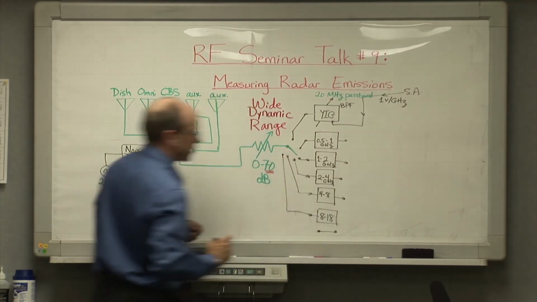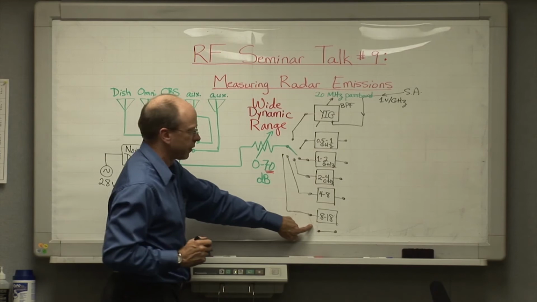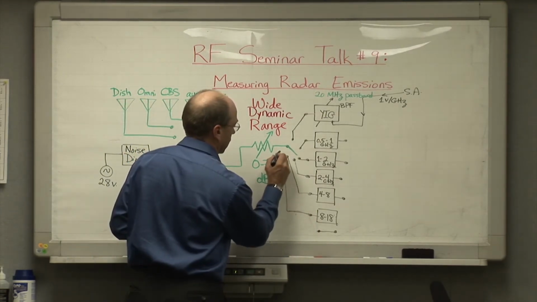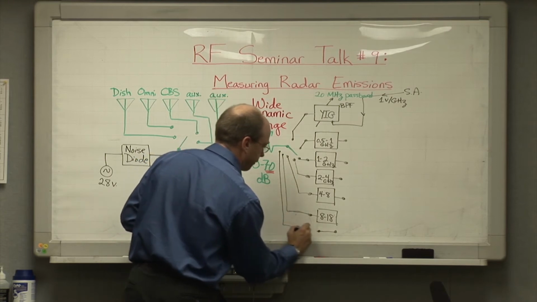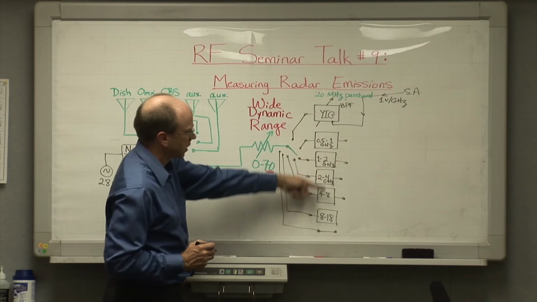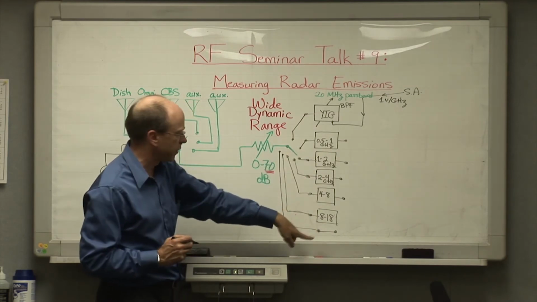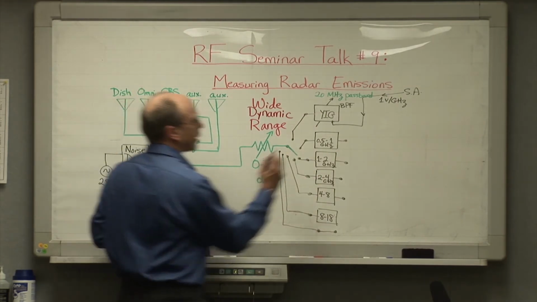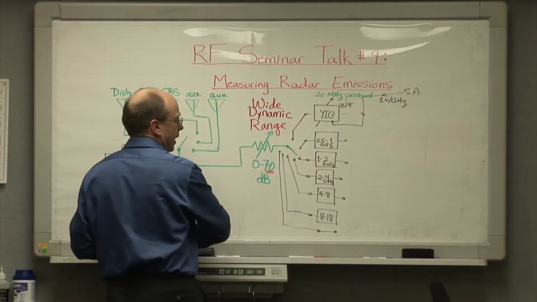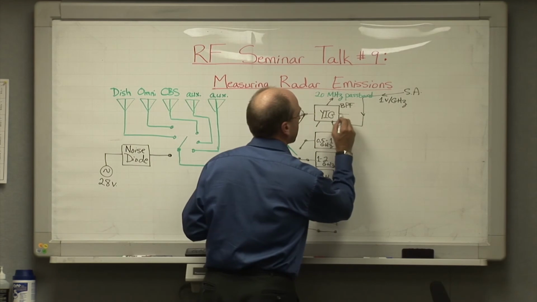Oh, and sometimes we want to be able to look without any filter in front of our front end, in which case we can have a straight through path. And we've got just enough room for the straight through path here. So we can either go through a YIG filter, a set of bandpass filters, any one of a set of bandpass filters, or a straight through path. And then we build this thing symmetrically on the other side, like so.